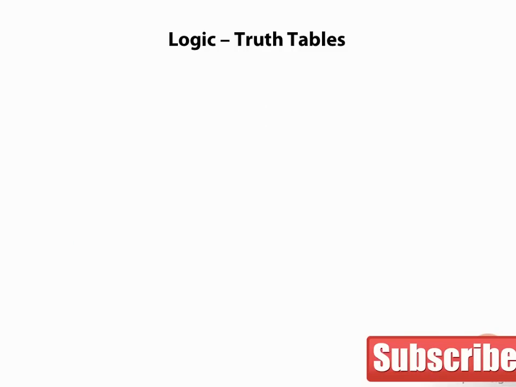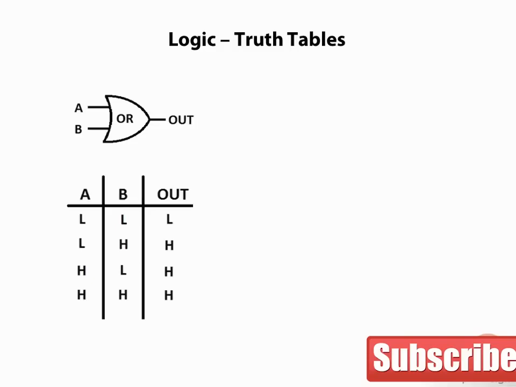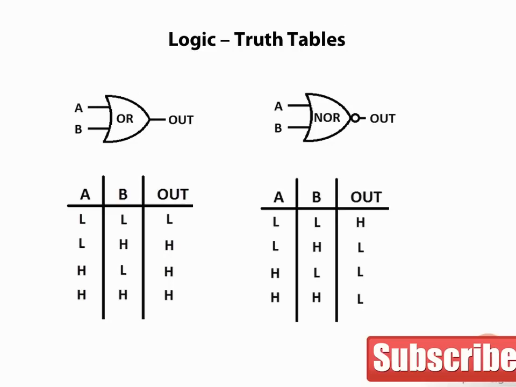Similarly, for the truth tables for the OR and NOR gates, the output of the OR gate is high when either the A or B input is high. For the NOR, the inverse is true. The output is low when either the A or B is high.